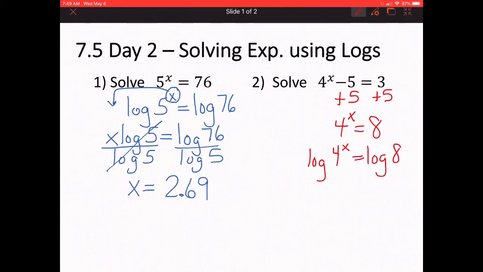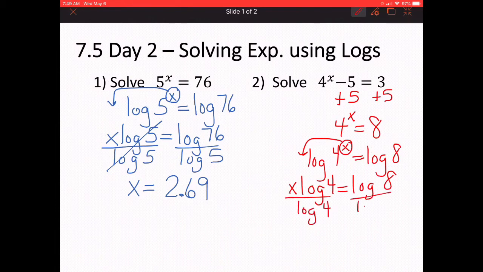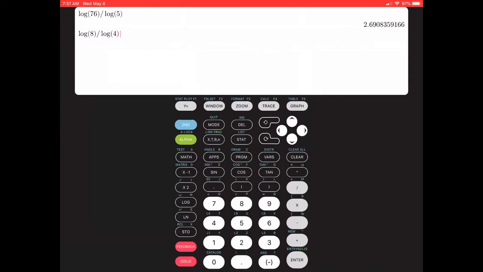Again, the reason we do that is to take the exponent and move it to the front. So x times log of 4 equals log of 8. And to get x by itself, we're going to divide by log of 4. So in our calculator, we're putting in log of 8 divided by log of 4. And log of 8 divided by log of 4 is 1.5.